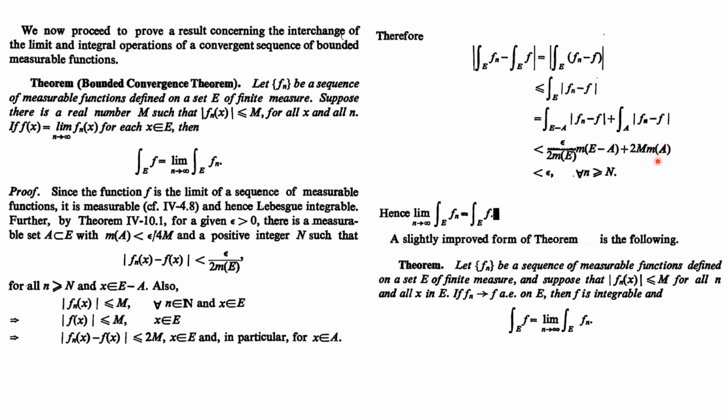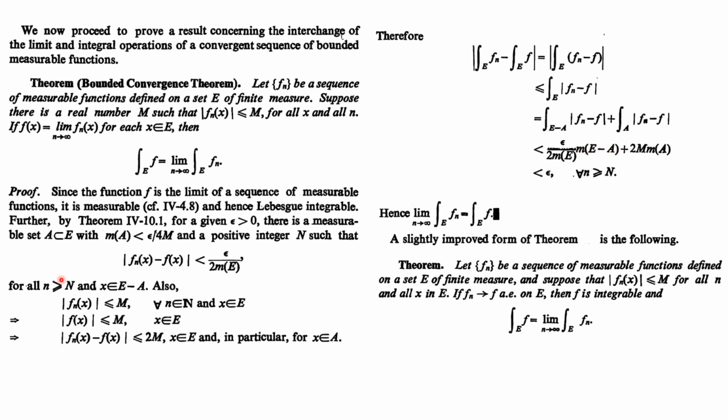Also we have to choose measure of A in such a way so that we get epsilon by 2. So that's why we put measure of A to be less than epsilon by 4m. So when you substitute the value of measure of A over here, you will get epsilon by 2. And this to be epsilon by 2 measure of E, so that this will become less than epsilon by 2. So both these terms are less than epsilon by 2. When you substitute the value of measure of A from here, you will get this is also less than epsilon by 2. So epsilon by 2 plus epsilon by 2 will become epsilon.